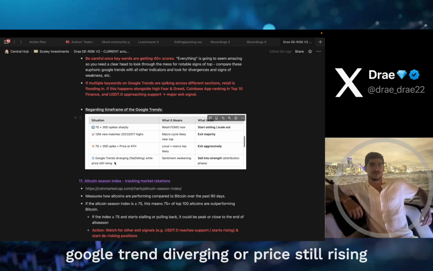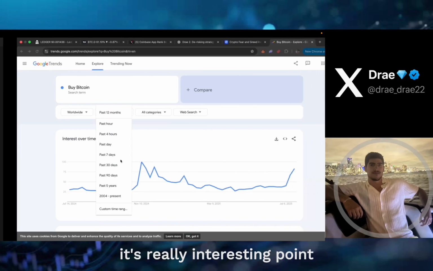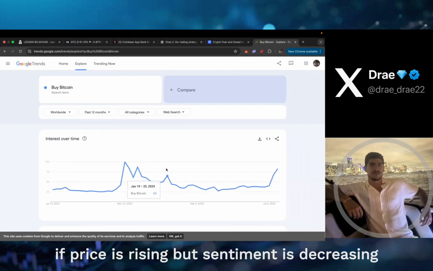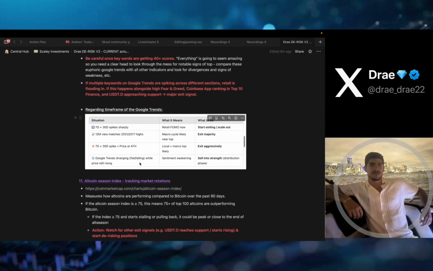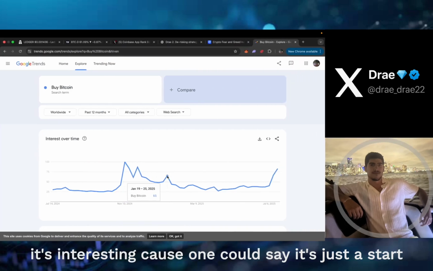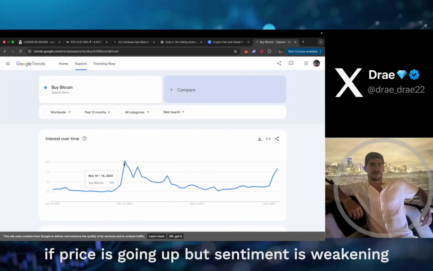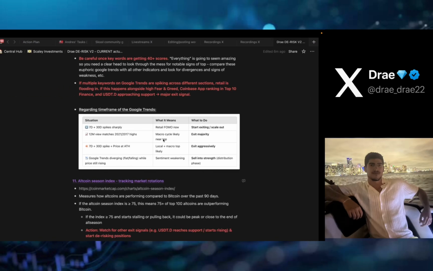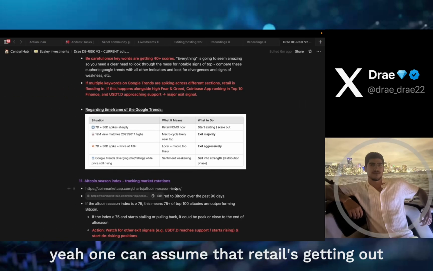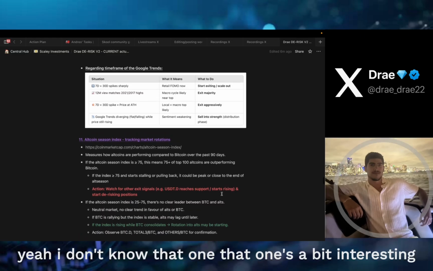Google Trend diverging while price is still rising. It's a really interesting point. If price is rising but sentiment is decreasing, one could say it's just a start, whereas ChatGPT was saying to sell into strength, it's distribution. If price is going up but sentiment is weakening, one can assume that retail's getting out. I don't know, that one's a bit interesting.